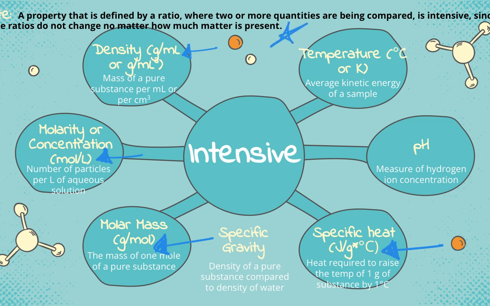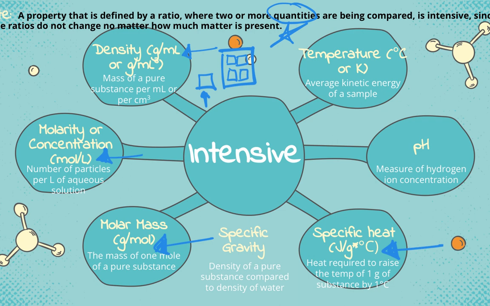So if you see the top, and take a note up here, a property that is defined by a ratio where two or more quantities, so speaking specifically of extensive properties, are being compared is intensive, since these ratios do not change no matter how much matter is present. So going back to our ice cube example, the density of 1 cube of ice is the same as the density of the ice cubes inside of our cup. It does not matter how much matter is present, the mass is present. The density of water at this temperature and pressure will always be the same because it is in the solid form.